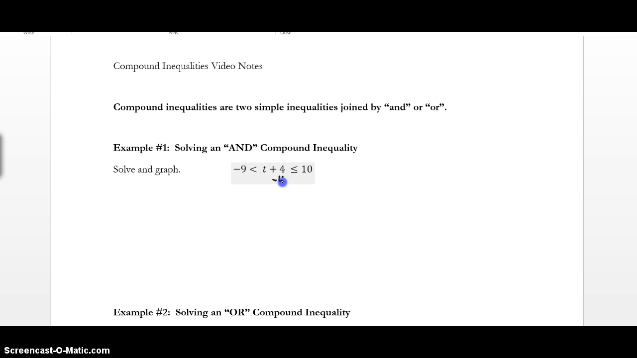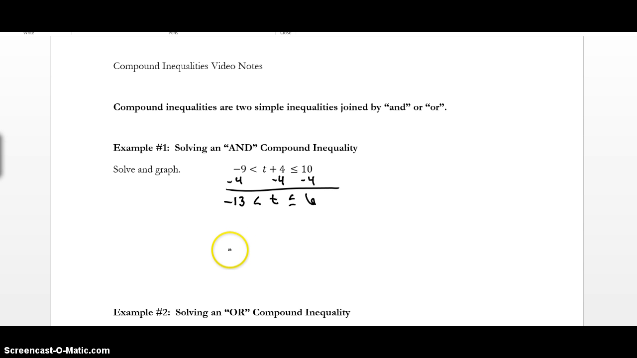So I'm going to subtract 4, and just like equations, I need to keep this balanced, but I don't have two sides, I have three sort of sides, or three spots. So I need to subtract 4 from all three locations: left, middle, right. So negative 9 minus 4 is negative 13, which is less than t and less than or equal to 6. Alright, so now this is really solved, and we're going to graph it here in a second and talk about our solutions.